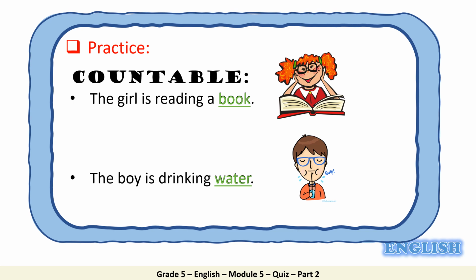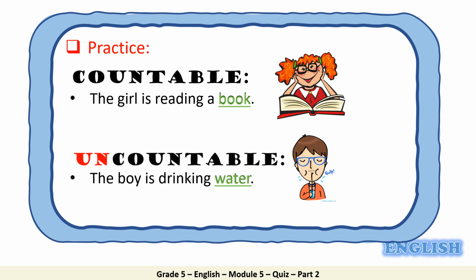Let's move to the second sentence. The boy is drinking water. What type of noun is water? Can you count water? Can you say a water? No. So it is an uncountable noun. Very good.